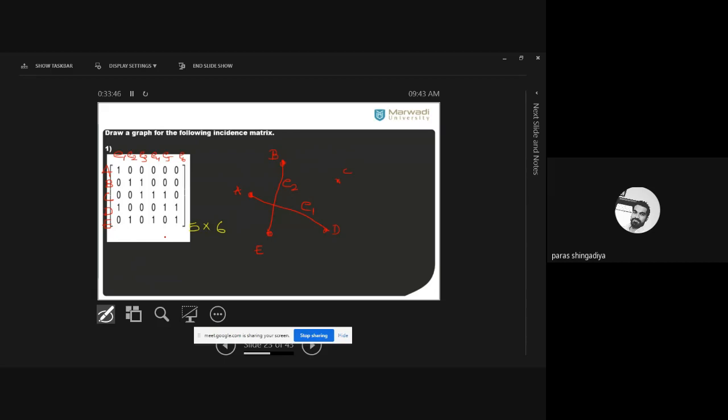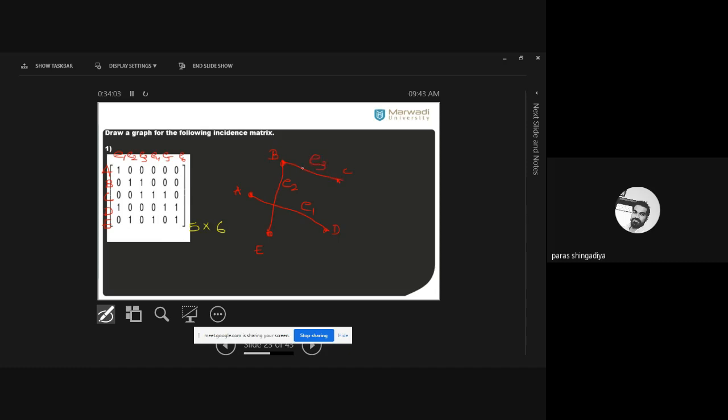So what does it mean? E3 is mapped in between B and C. So create one edge between B and C. B और C के बीच में एक edge बनानी है, and that you have to call E3 edge. So that is the third edge, E3.